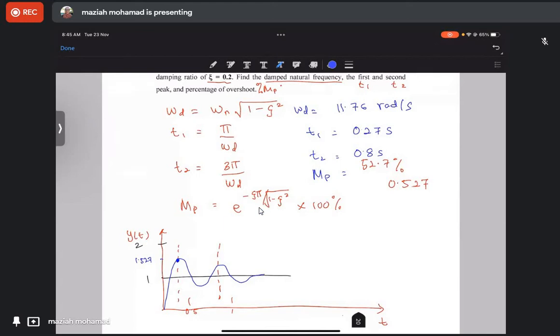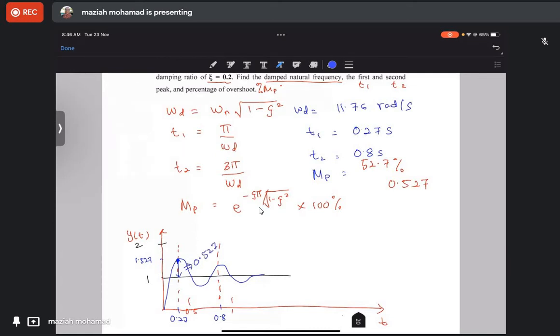There will be two peaks because it asks us to calculate two peaks, so we sketch two peaks. The time for peak number 1 here is 0.27, and the time for peak number 2 is 0.8. Based on the maximum overshoot that reached 52.7%, without the percent it is 0.527.